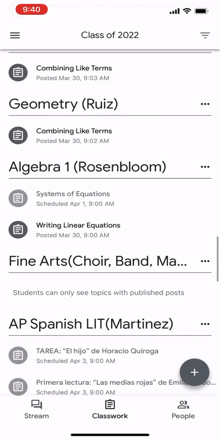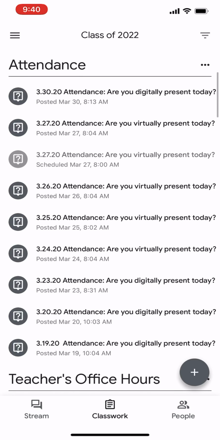So again, how do I find all of this? I click in the bottom here where it has classwork. And I'm pressing it so you could see where I'm looking.